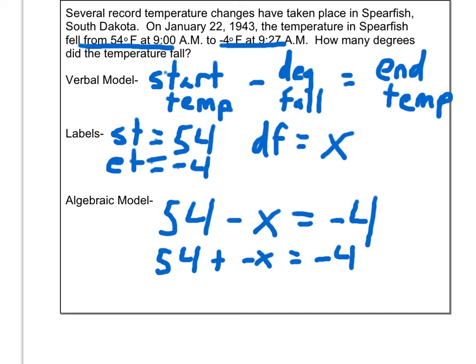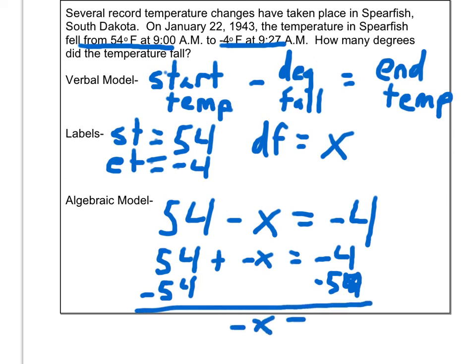Now let's keep in the back of our minds another way to read this. This is 54 plus the opposite of x equals negative 4. Well, we have to cancel out on the same side as our variable over here, so we have to cancel out this positive 54. We do that with negative 54. And we get the opposite of x, or negative x, equals negative 4 minus 54. That's what it should be.